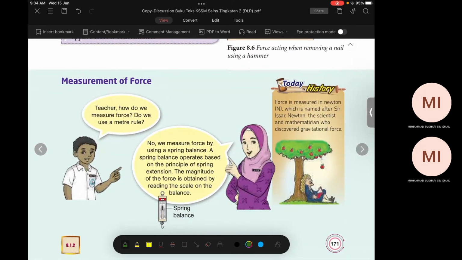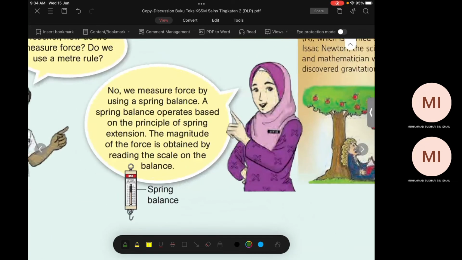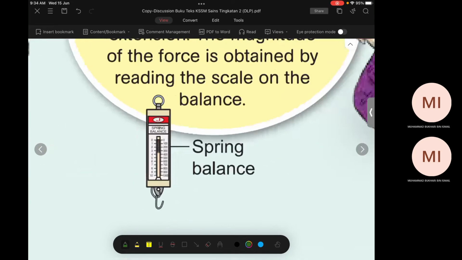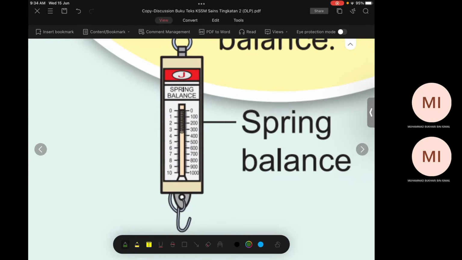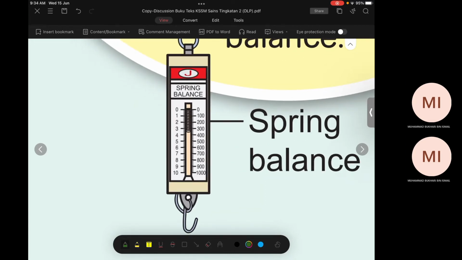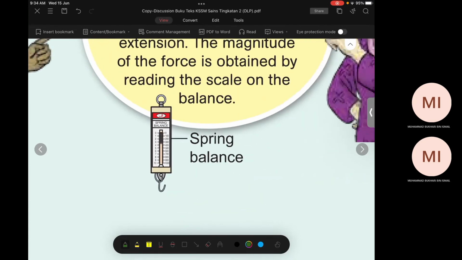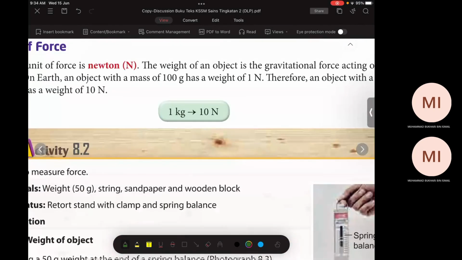Okay, measurement of force. How are we going to measure force? We use a spring balance. Spring balance. Look here. This one you can look at yourself when we do the experiment later.